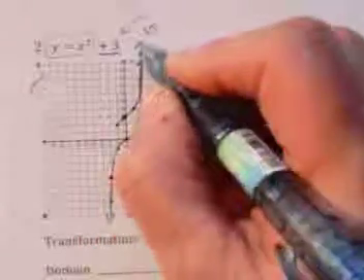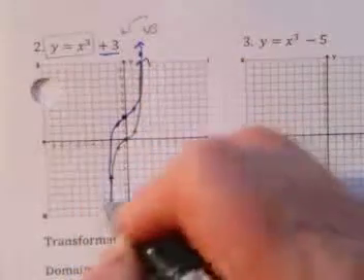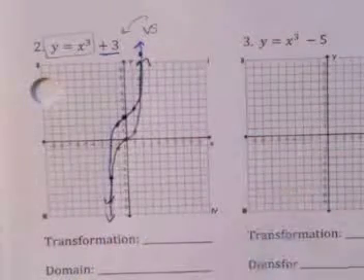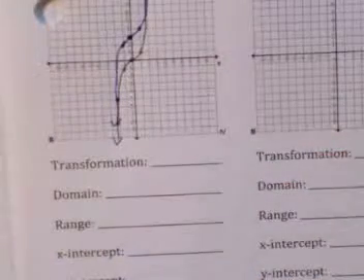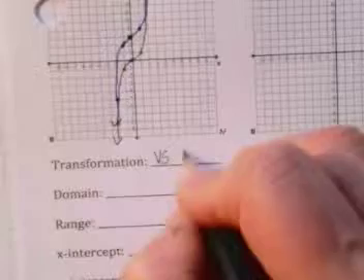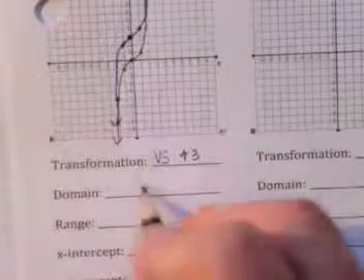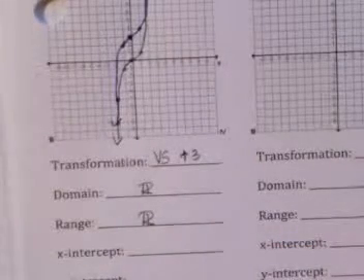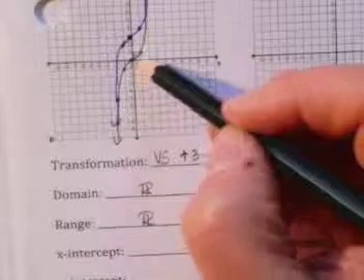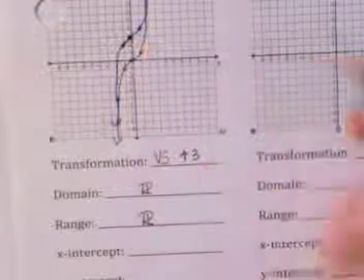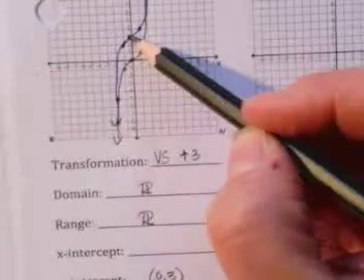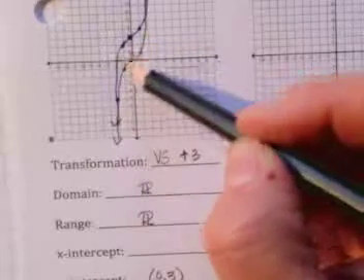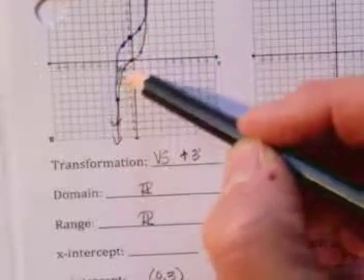And so if we connect our dots, we can see that we have taken our cubic function and shifted it up 3. So in our transformation, we would call that a vertical shift, and it went up 3. Our domain is all real numbers, and our range is all real numbers. But our x and y intercepts have changed, haven't they? If you'll notice, my y-intercept is at 0, 3. And it's not at all clear to me, by looking at the accuracy that I graphed this, what the x-intercept is.